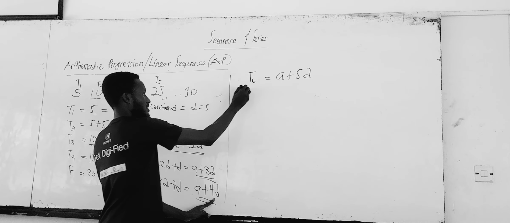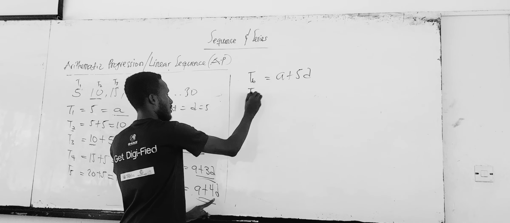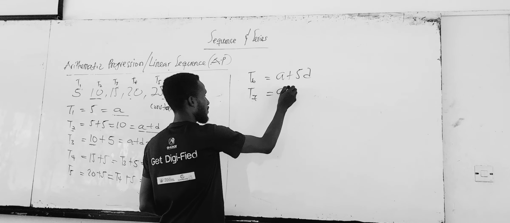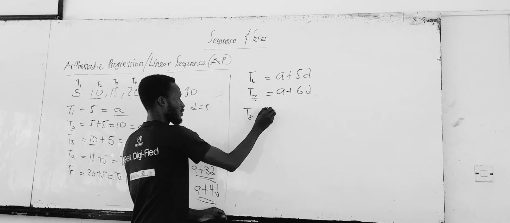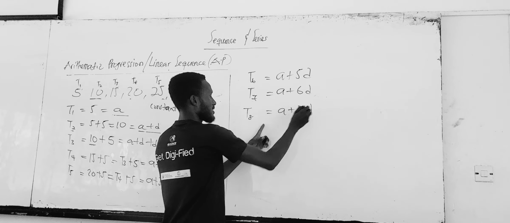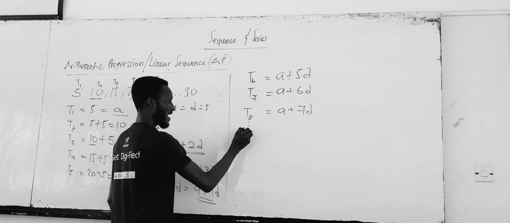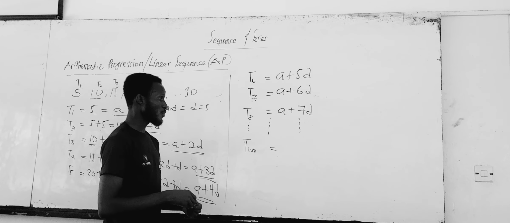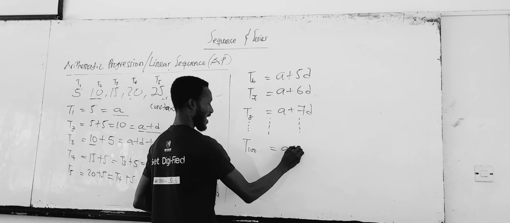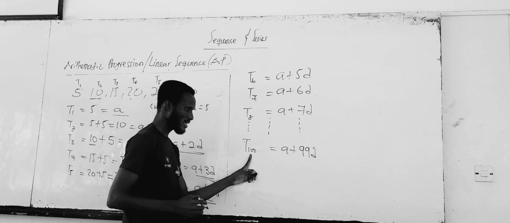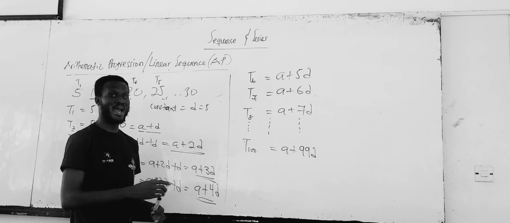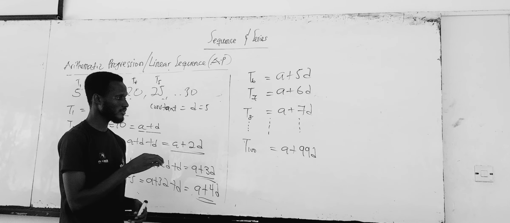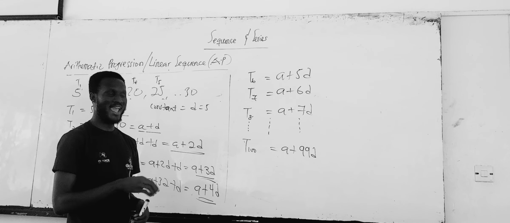You see? Now T6, T7, then we need to reduce this one by 1, which is A plus 6D. Then T8 will give us A plus 7D. You reduce this one by 1. So we can write this one plain. T100. What will be T100? You reduce this one by 1, so it will be A plus 99D. What is T100? T100 is the same as the 100th term. That's the number at the 100th position.